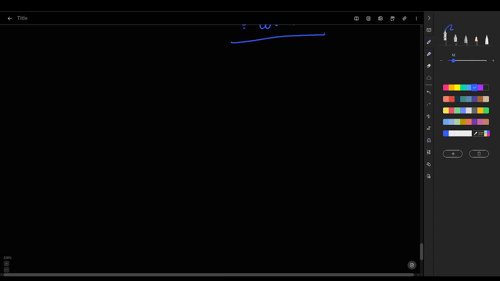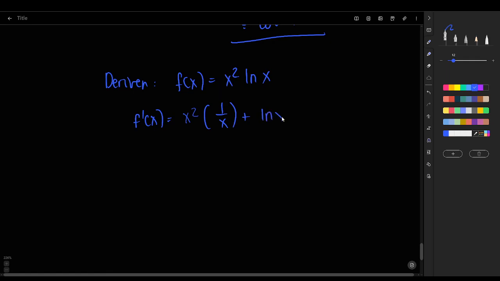Okay. Last example for natural logarithm. So, let's derive f of x is equals to x squared ln x. So let's apply product rule. So the f prime of x would be equivalent to x squared times 1 over x plus ln x times the 2x. So this is equivalent to x plus 2x ln x.